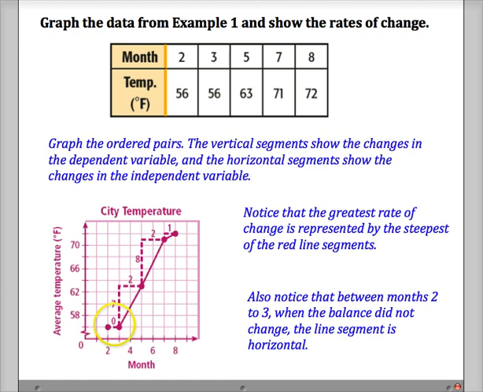And if we look at the change, no change, huge change, even bigger change, and a very small change. So we see that between months 2 and 3, they didn't change at all. And the segment is actually horizontal. And that's a very interesting thing. The zero slope, if you know it's not going anywhere, that's a horizontal line.